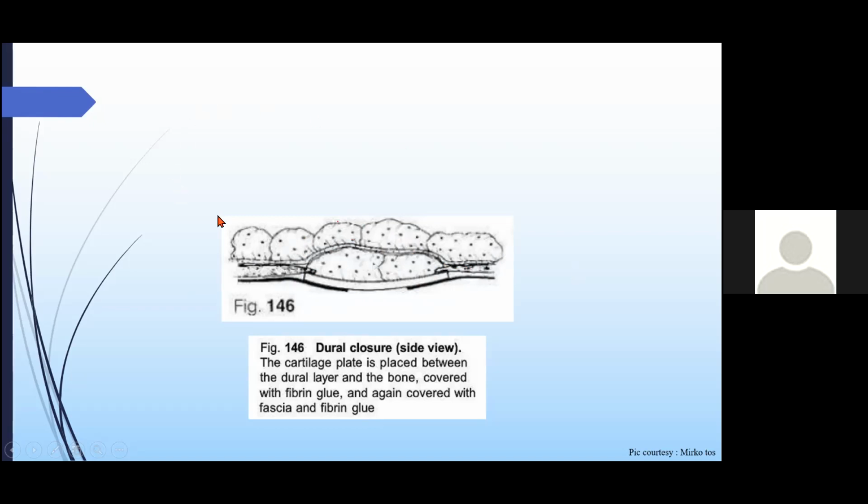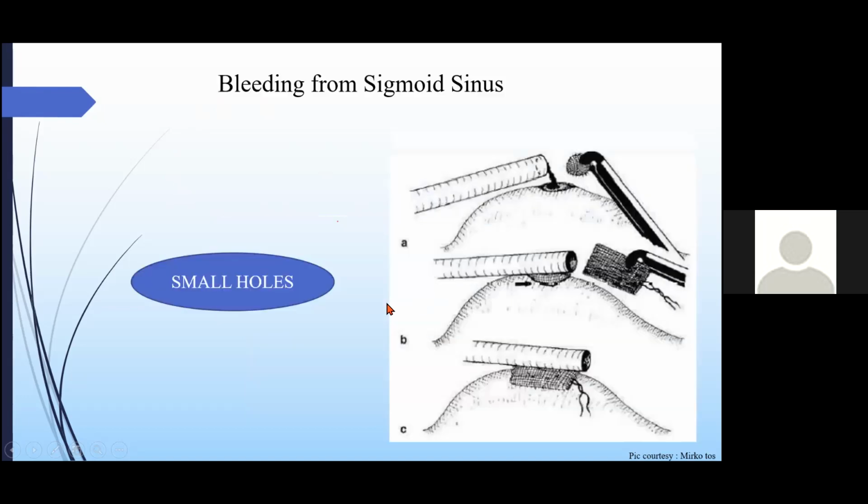And so it closes that defect with CSF leak in a proper way. Now let's deal with the sigmoid sinus bleed. Sigmoid sinus bleed can vary from small to large lacerations. If it is a small hole, it can be dealt with a small piece of Surgicel supported with the help of a gauze piece and a blunt instrument. It usually settles the bleeding from small holes.